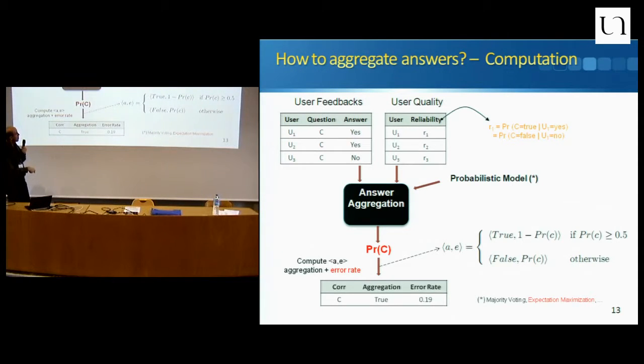So, for example, if based on our estimation of the reliability, the probability that the given correspondence is true is bigger than 0.5, then we say yes, otherwise we say no. Okay, so in any case, based on the user input, we obtain two numbers: the reliability of the particular user and an aggregated value for each correspondence.